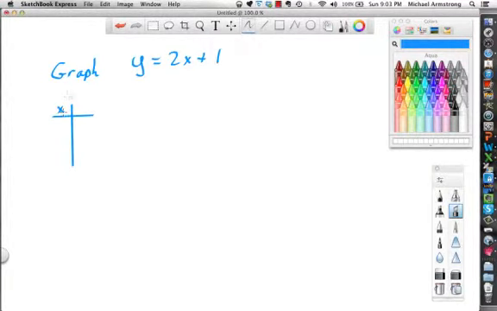Put the x's here, which is the input, and the y here, which is the output. And just start putting in some numbers. We can put anything we want in. Let's just use regular numbers, 1, 2, and 3. So if we put 1 in, that means y equals 2 times 1 plus 1, which is equal to 2 plus 1, which is equal to 3. So y is equal to 3.